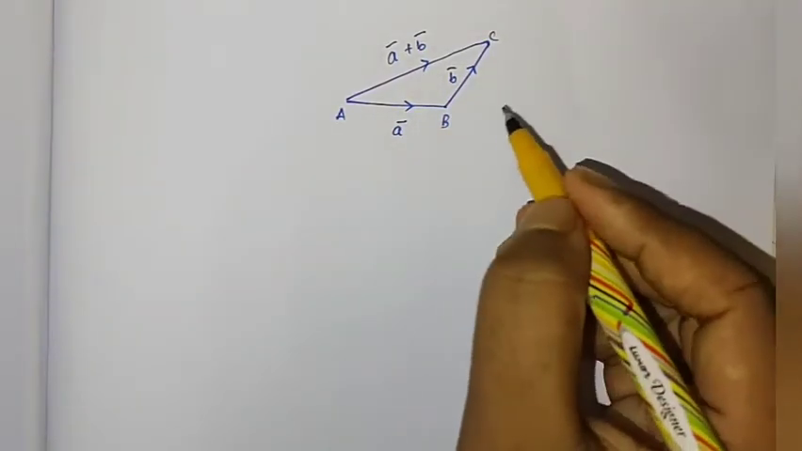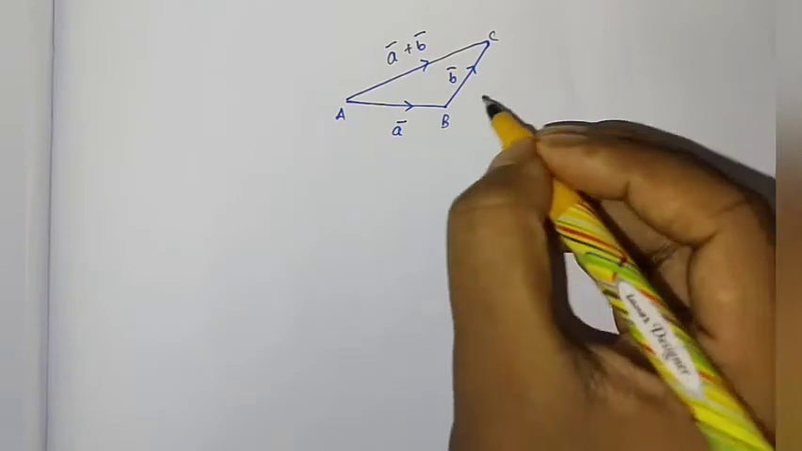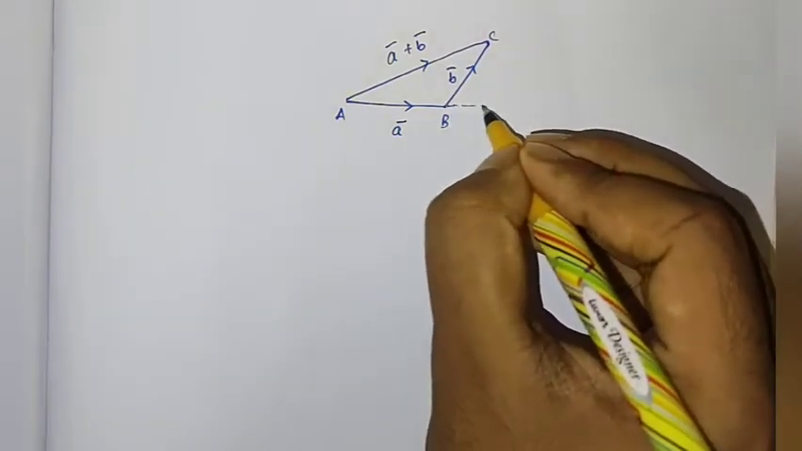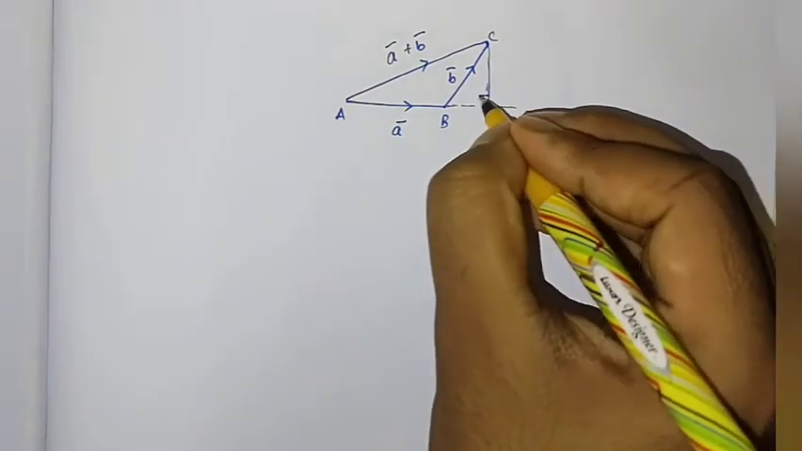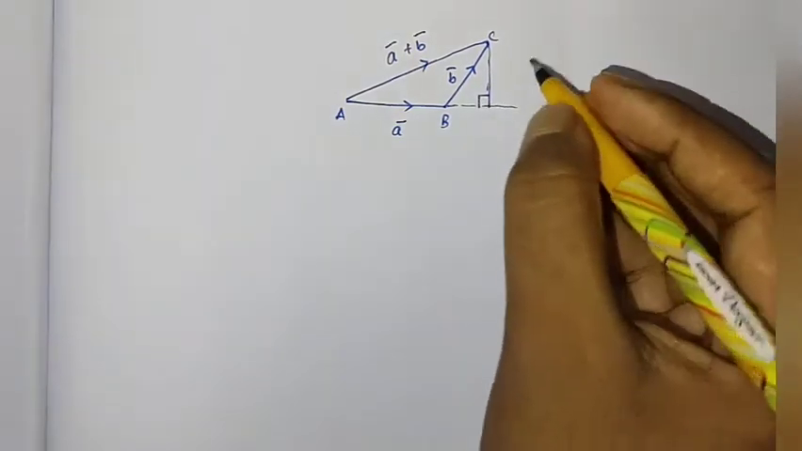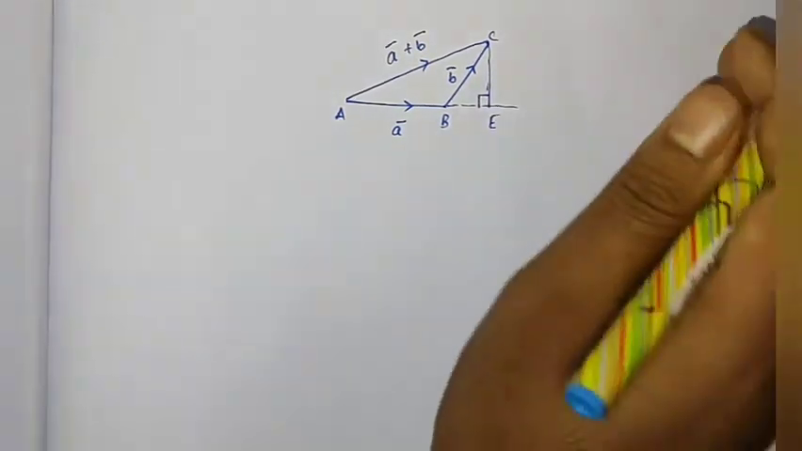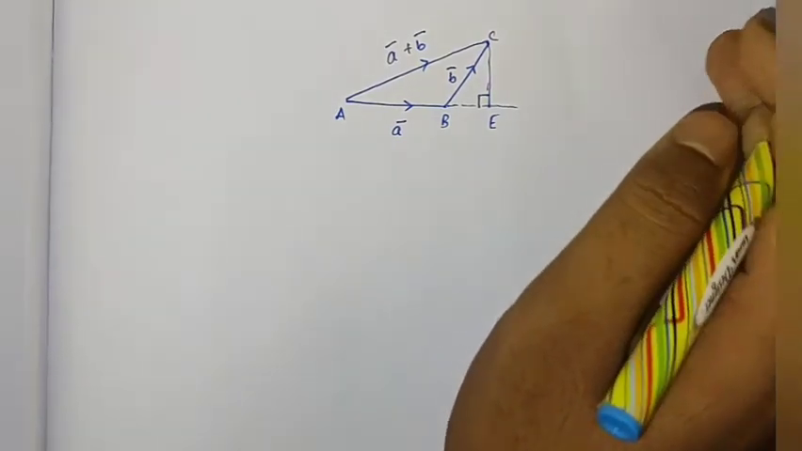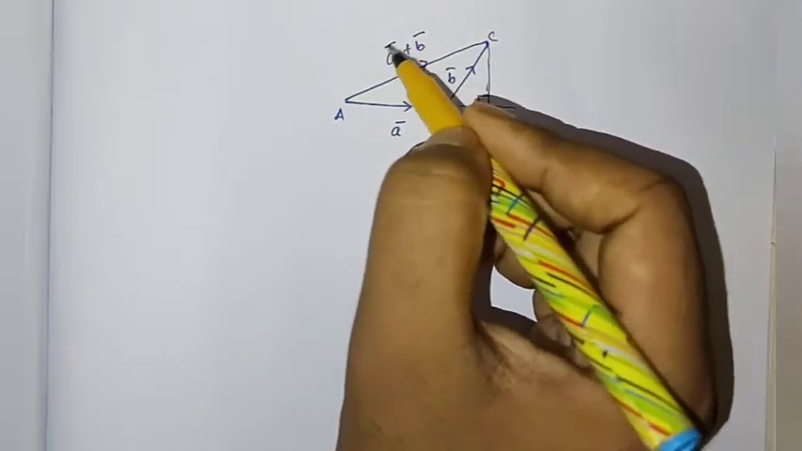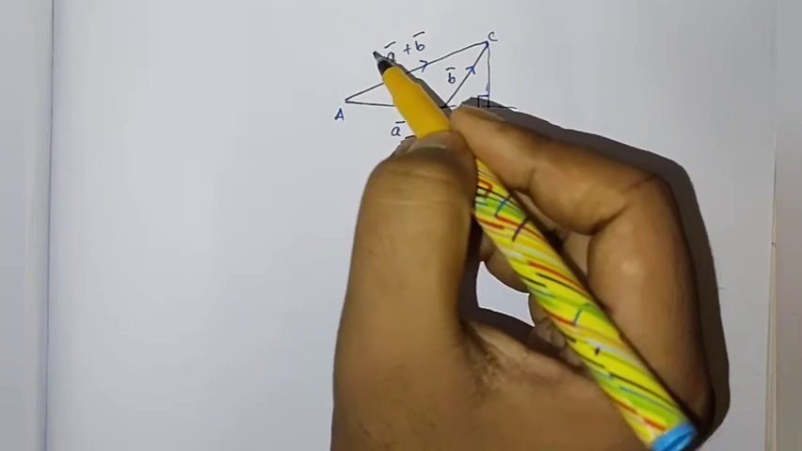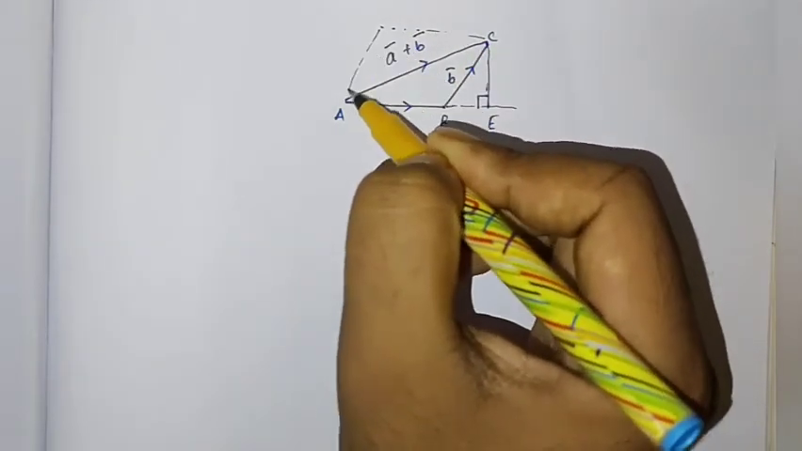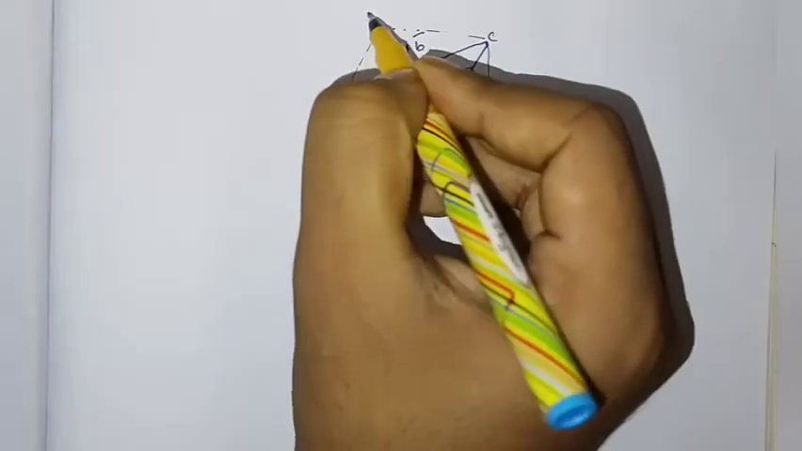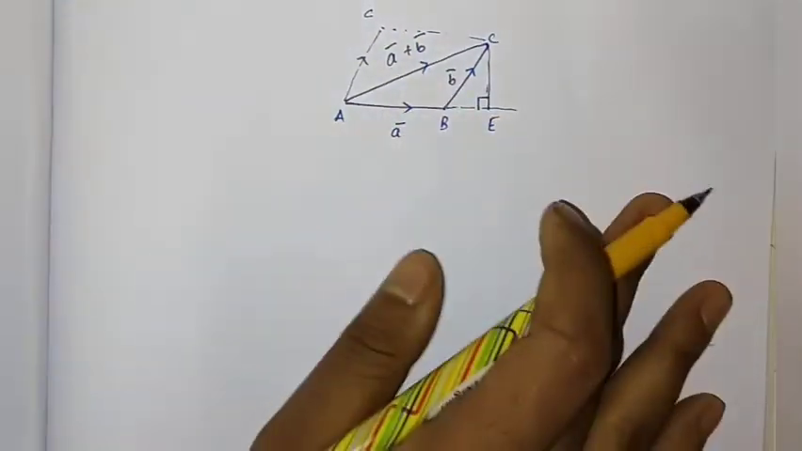Okay, now by observation we can clearly say that if we extend this line, then there will be a point which will intersect here and it will be a 90-degree, right? So let's name this E. Okay, and if we extend it in terms of a parallelogram on this side, we get some structure like this.